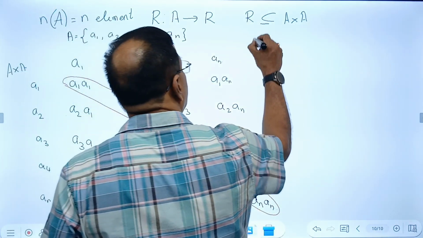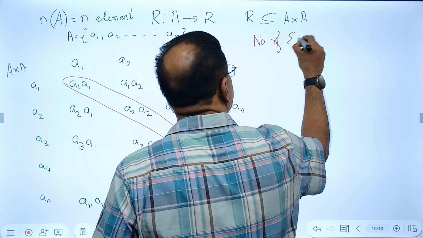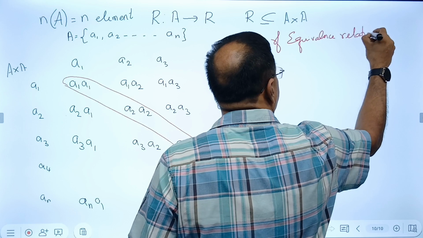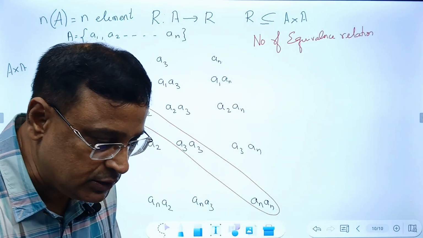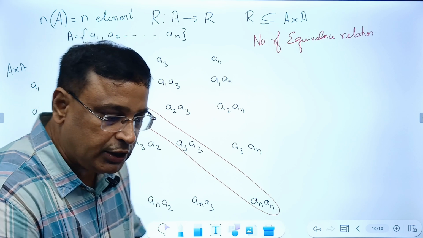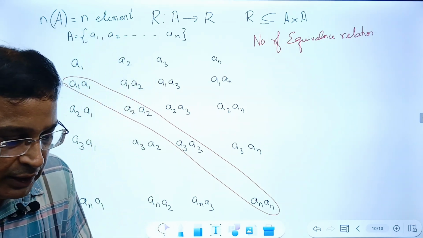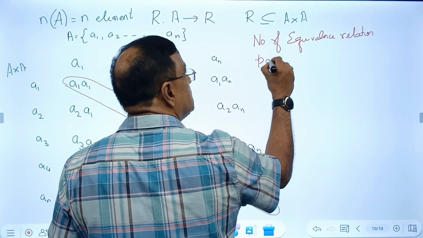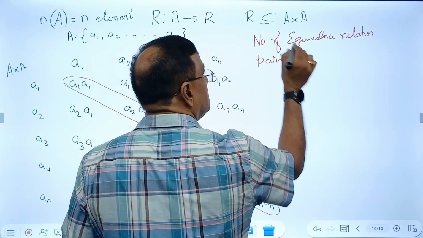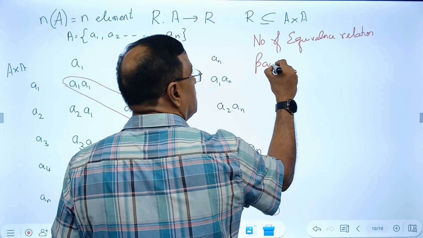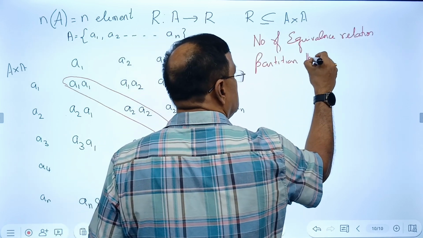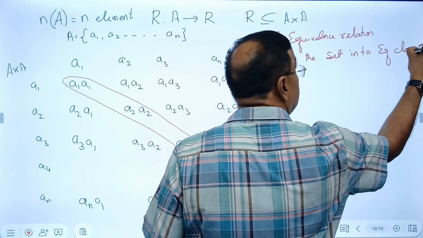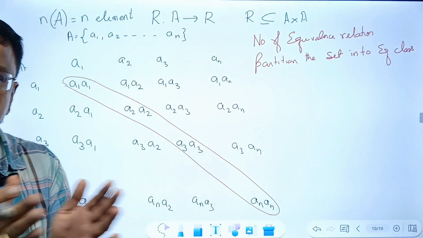Now finally, we are going to talk about the number of equivalence relations. The number of equivalence relations is nothing but the partitions of the set, right? What does an equivalence relation do? It partitions the set into equivalence classes. We did this in the beginning. It divides the set into disjoint subsets.